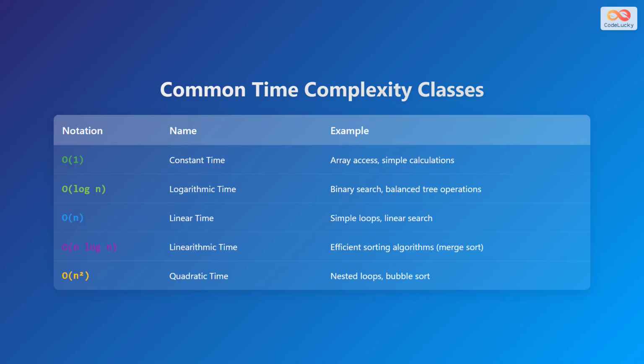Here are some common time complexity classes. First, O of 1, which is constant time. An example of this is array access or simple calculations. Next is O of log n, which is logarithmic time. Binary search and balanced tree operations fall into this category. Then we have O of n, or linear time, which is exemplified by simple loops in linear search. O of n log n, or linearithmic time, is seen in efficient sorting algorithms like merge sort. Lastly, O of n squared, or quadratic time, is common in nested loops and bubble sort.